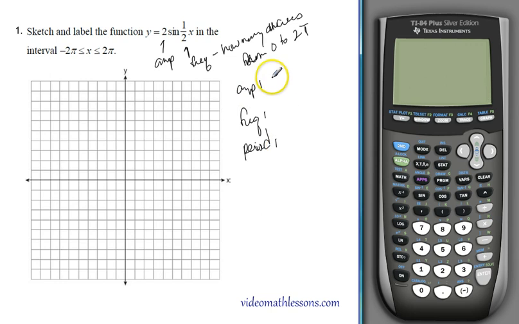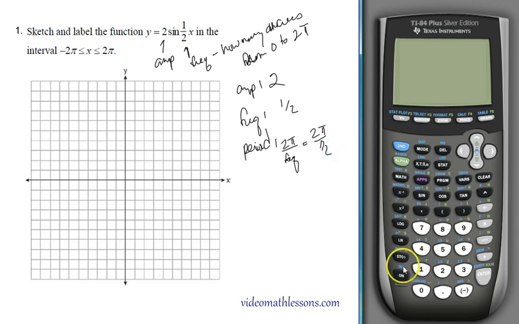Well, let's start with the amp. Amp is 2. It's always positive. It's absolute value. The frequency we already said was 1/2. Period has a formula you have to memorize. The period formula is 2 pi divided by frequency. So this would be 2 pi divided by 1/2.